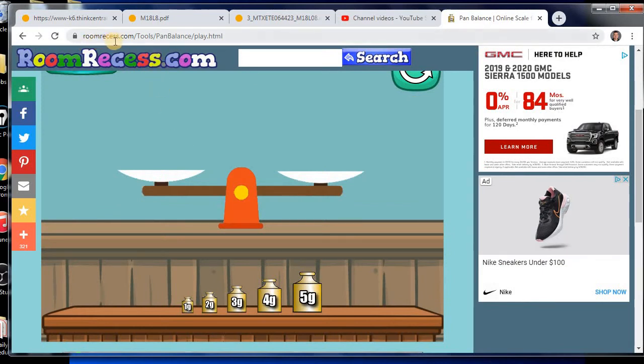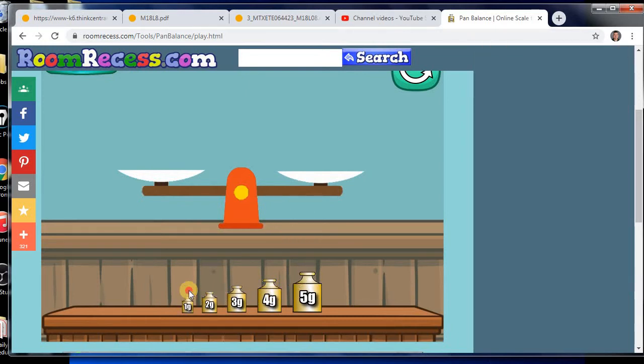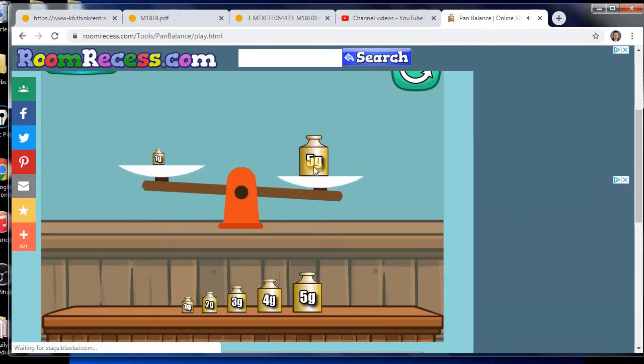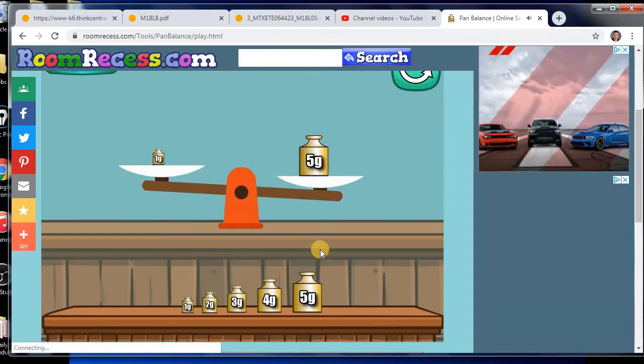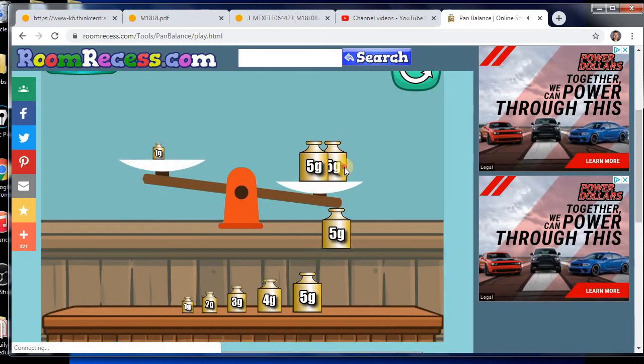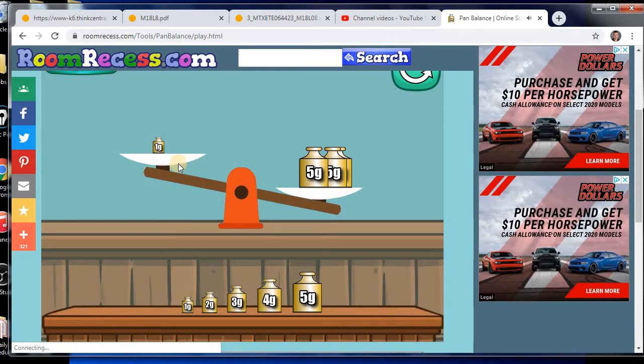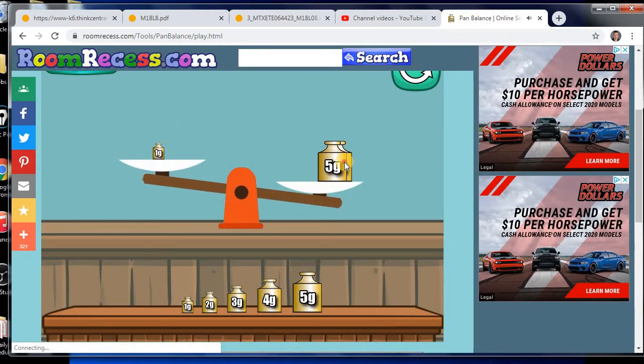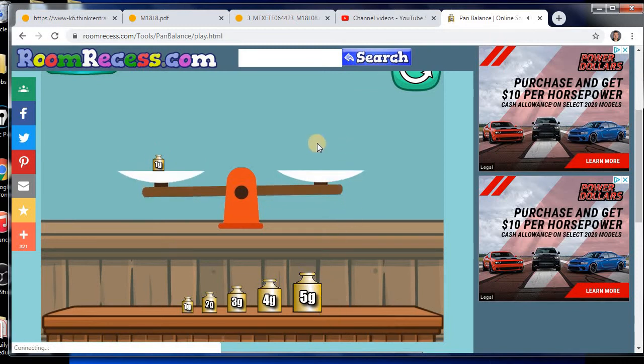It's called roomrecess.com, and it gives you a nice little pan balance here for you to use to get an idea. Here's a gram, so we can put a gram on this pan balance. If we put 5 grams here, we're going to know that the pan that has the 5 grams, or 10 grams, or 15 grams is greater than 1 gram. If I had the kilogram weight here, I would need 1,000 of the 1 grams to balance it out. So you could use this one if you know how much an object weighs, or you can guesstimate. You can play with this.